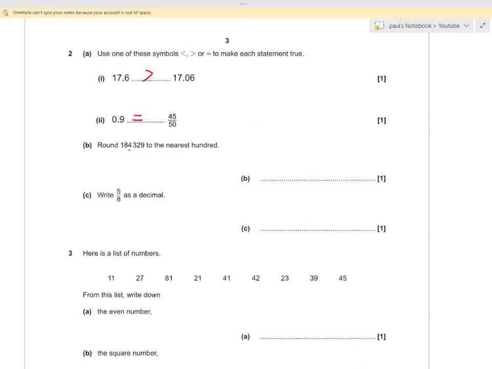Right, round this number to the nearest hundred. Well, there's the hundreds, so it's going to be 184,300. Right, 5 over 8 as a decimal. 5 divided by 8 on the calculator is 0.625.